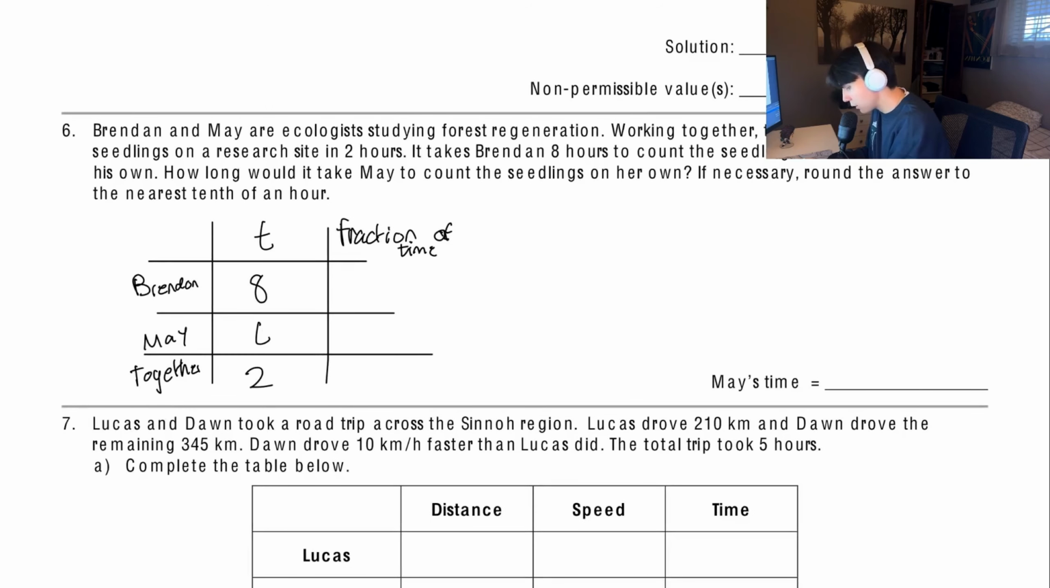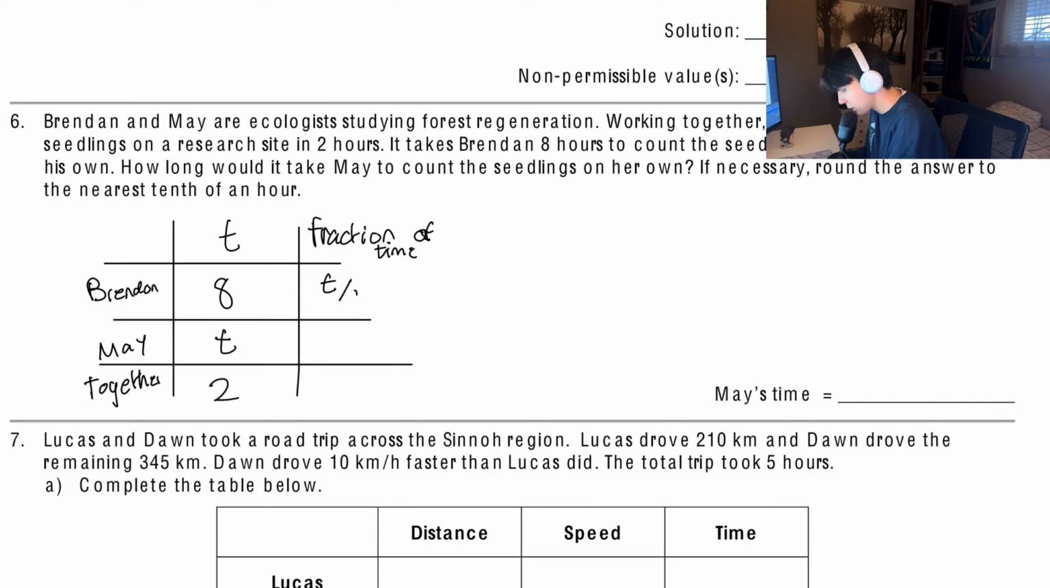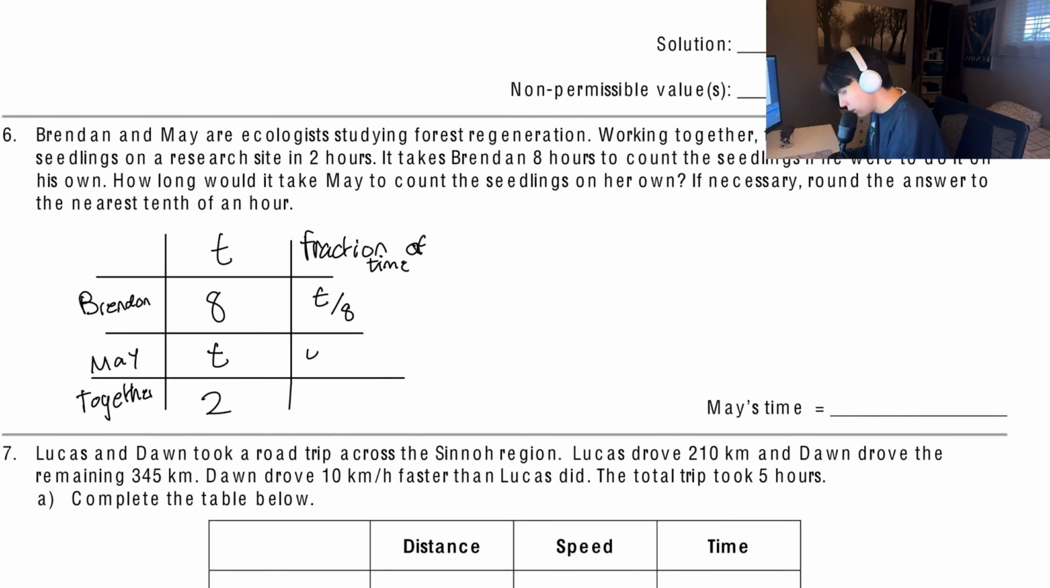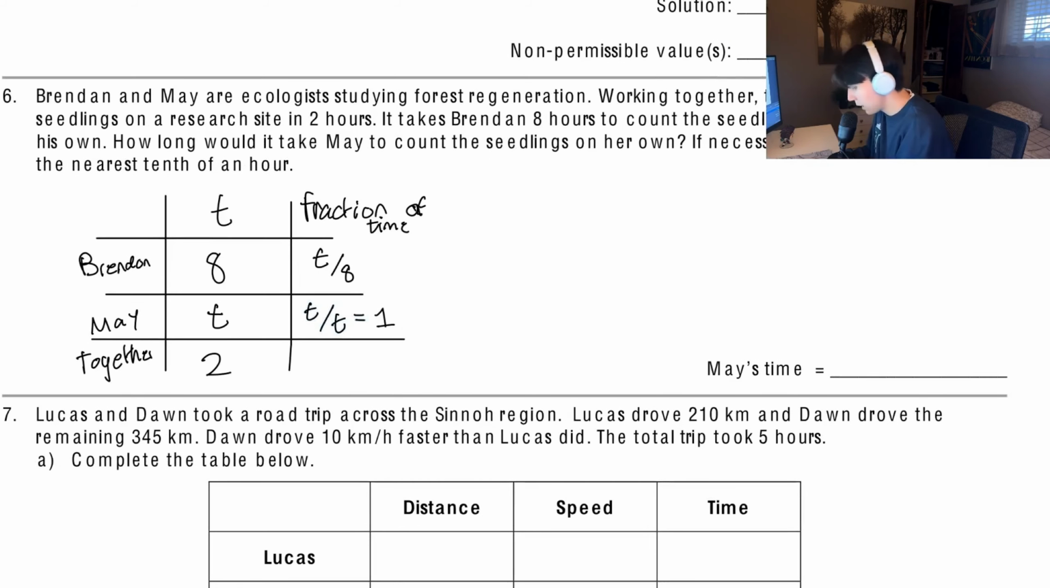So if you take a look here, what is our fraction? We have t over 8, which is our time. Again, we're just putting our variable over our time. And for May we have t over t, since it's our unknown, and since we're dividing by the same thing, this is going to be equal to 1. And then now we have t over our time for together, which is 2.